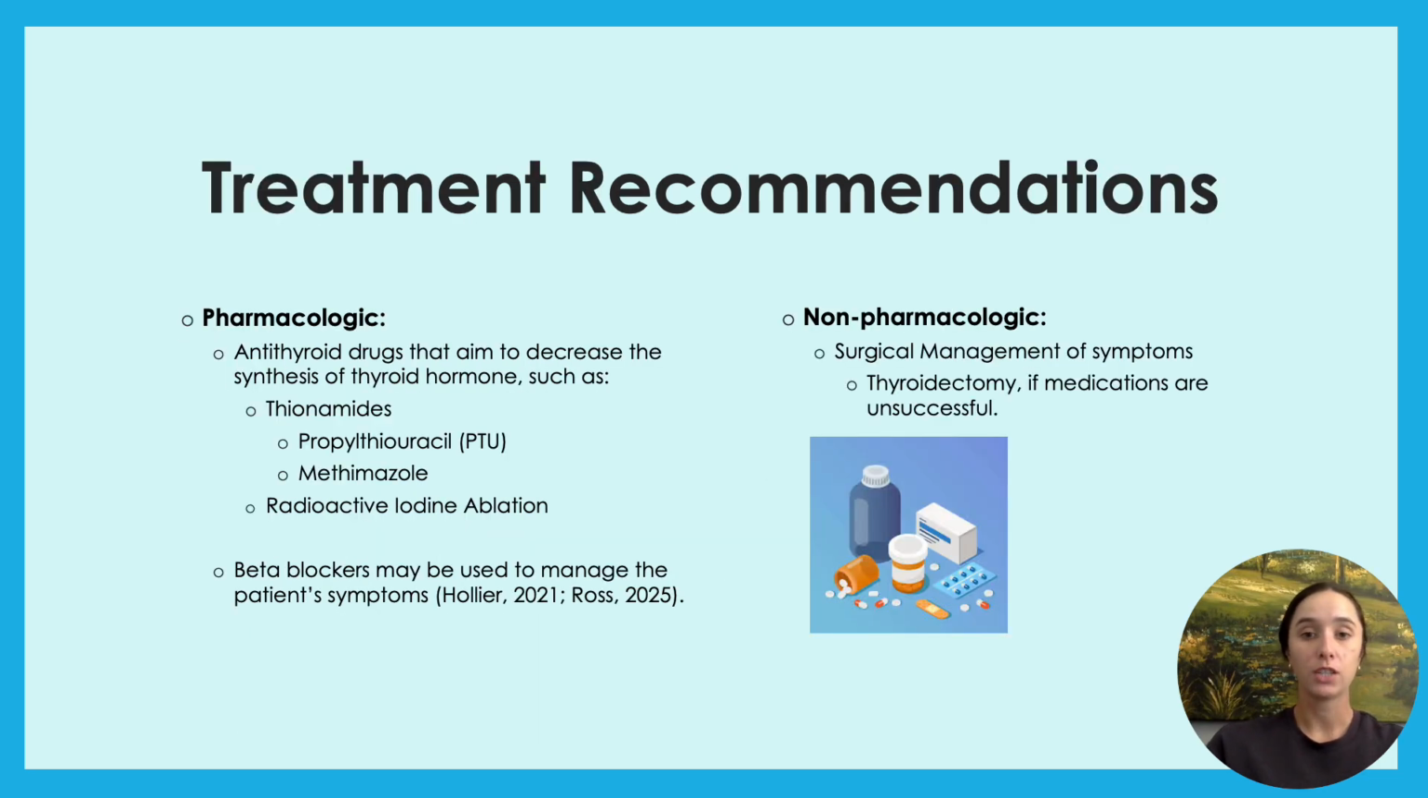There are both pharmacologic and non-pharmacologic treatment measures used for hyperthyroidism. Pharmacologic treatment measures are usually anti-thyroid drugs that aim to decrease the synthesis of the thyroid hormone. Thionamides, PTU, and methimazole are used, and then radioactive iodine ablation can also be used. Beta blockers are used in symptom management rather than the decreasing of the hormone. Non-pharmacologic management is surgery. This can be a thyroidectomy if the medications are unsuccessful.